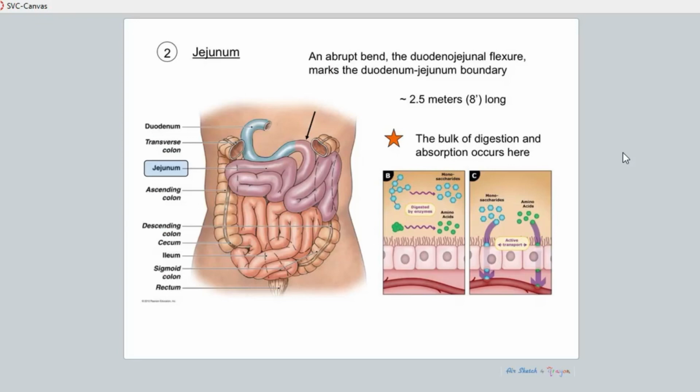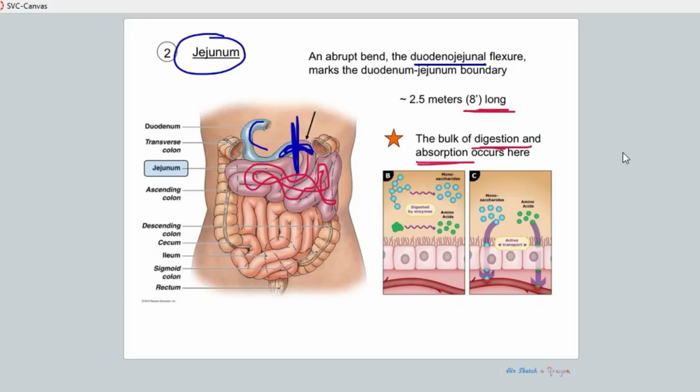The next place that we get to is the jejunum. And so you have what's called the duodenojejunal flexure, which I'm not concerned that you know about necessarily, but it does mark the boundary between the duodenum and the next part, the jejunum here. And the jejunum's longer. It's about 8 feet long. And this is where the majority of digestion and absorption are going to occur, is in the jejunum.